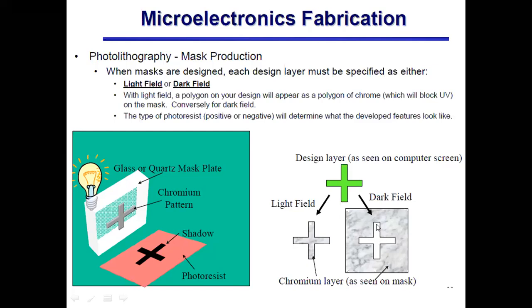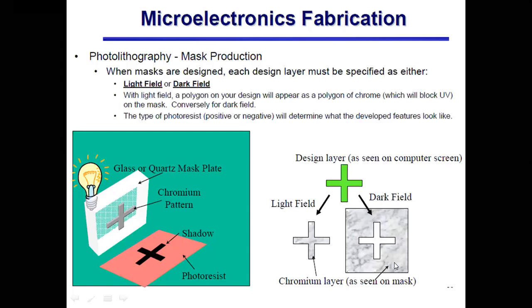However, if the feature is transparent, and the field is opaque to the light, here you see that in this mask, the field is opaque. It is not allowing the light to pass through. However, the feature is transparent. So this type of mask is known as dark field mask.